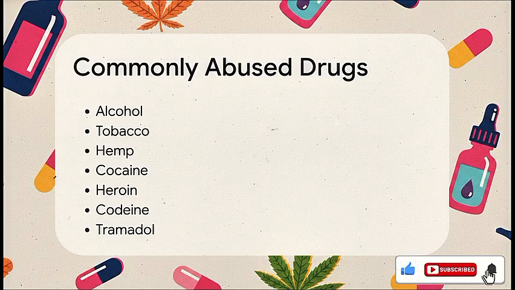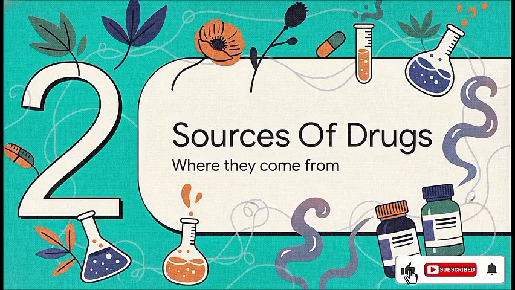Now, you might be surprised by how common some of these substances are in our everyday environment. They range from legal but restricted things like alcohol and tobacco, all the way to strictly illegal substances like Indian hemp, which you might know as marijuana, cocaine, and heroin. We also see a lot of abuse with medical syrups and pills like codeine and tramadol. These things might look totally different from one another, but they all share one scary trait, the potential for severe addiction. Moving on to Section 2, Sources of Abused Drugs.